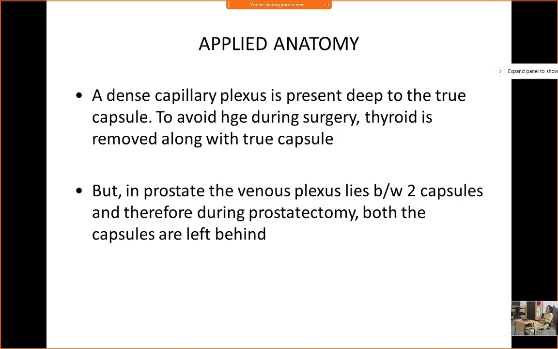But how will you differentiate it from that of the prostate? In case of a prostate gland, these venous plexus lie in between the two capsules, and therefore during prostatectomy both the capsules are left behind and only the prostate gland is removed, whereas in a thyroid gland you have to remove it along with the true capsule because you cannot separate it from this capillary plexus, which is situated in very close proximity just deep to the true capsule.